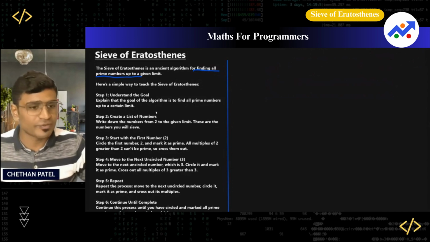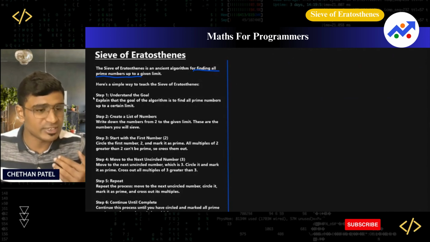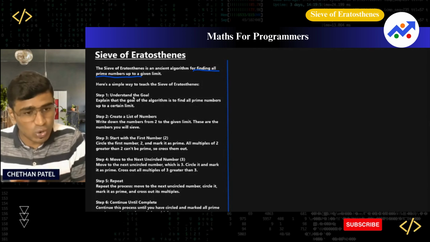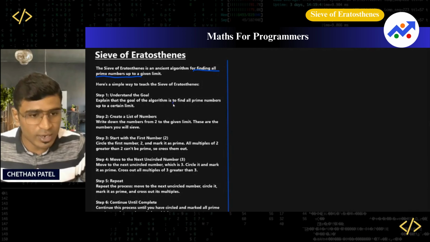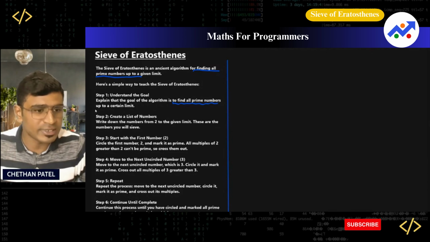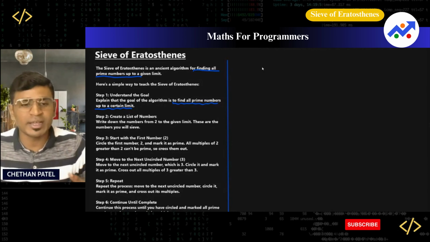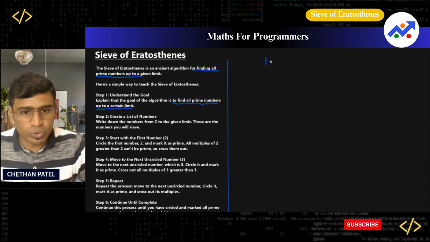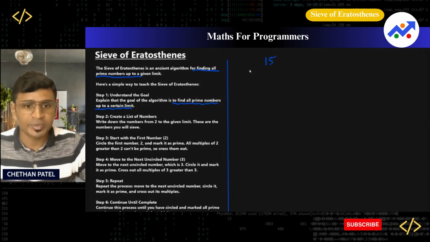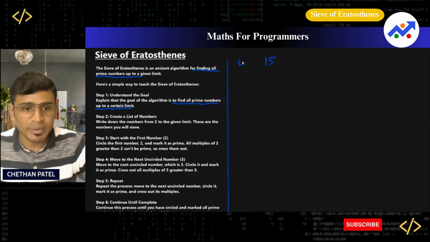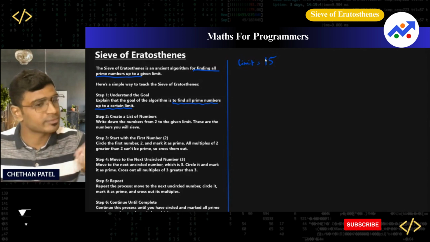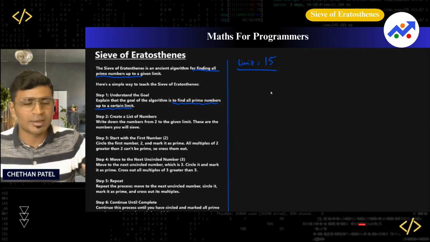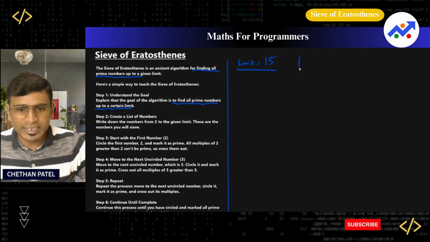First, let's go to the first step of this. The first step is to understand the goal. The goal of this algorithm is to find all the prime numbers up to a certain limit. And first of all, what is a limit? Suppose I wanted to identify the prime numbers up to the number 15, I can say the limit is 15. Hope you got my point. Fine. Before understanding this algorithm, I think it's better.